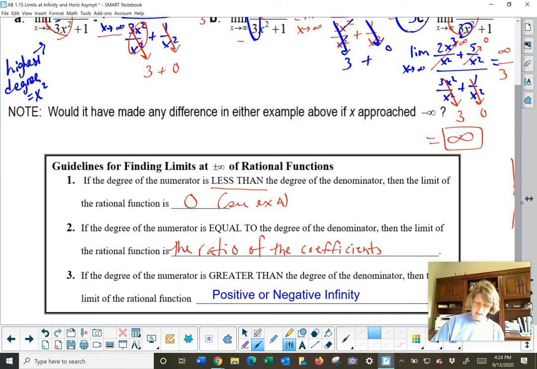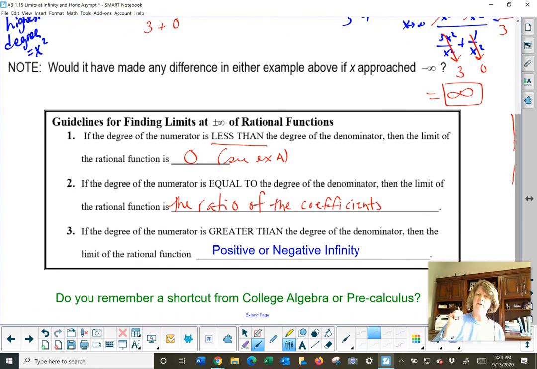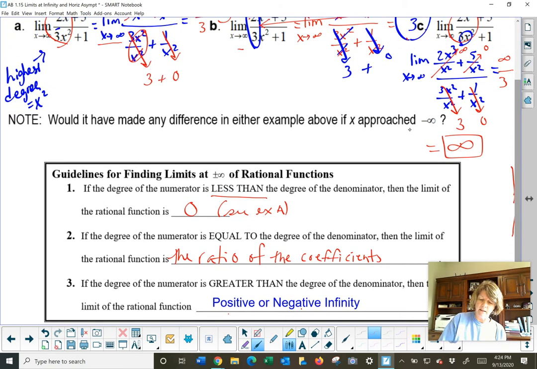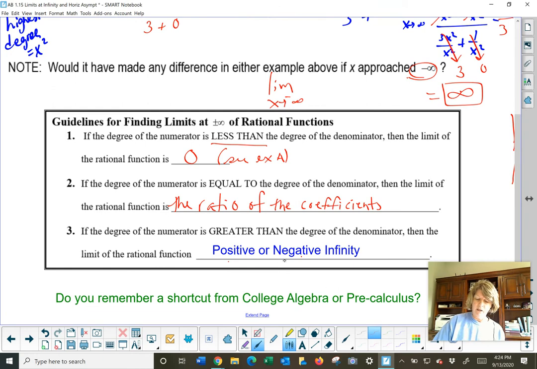All right. And then if the degree of the numerator is greater than the degree of the denominator, then the limit of the rational function can either be positive or negative infinity. And those get a little tricky. You have to do a little more analysis, especially if you're headed to negative infinity. So as I approach infinity or negative infinity, there is an extra step of analysis going on to determine whether your outcome is positive or negative.